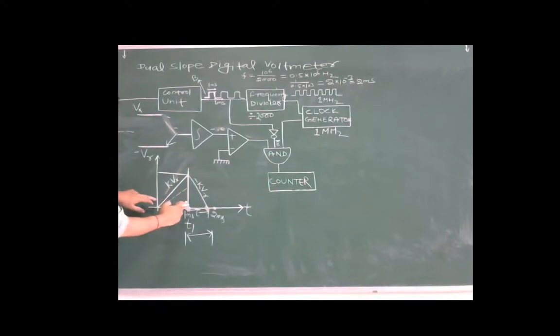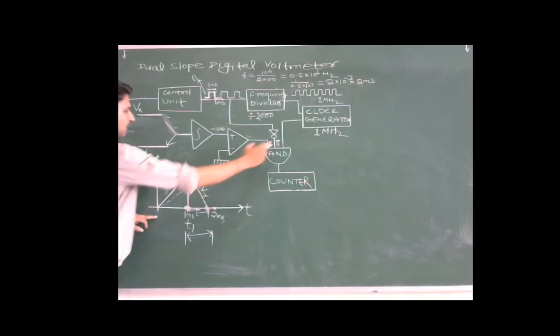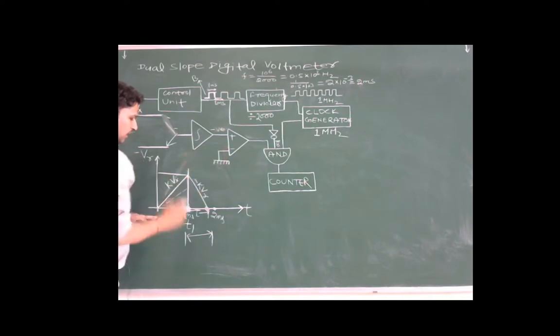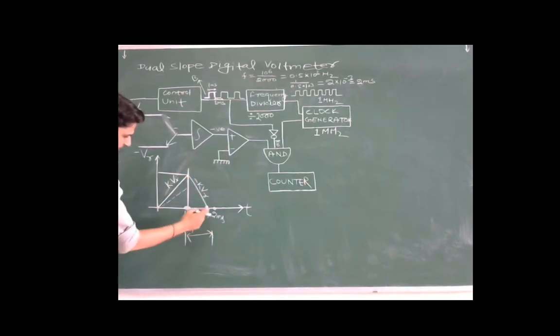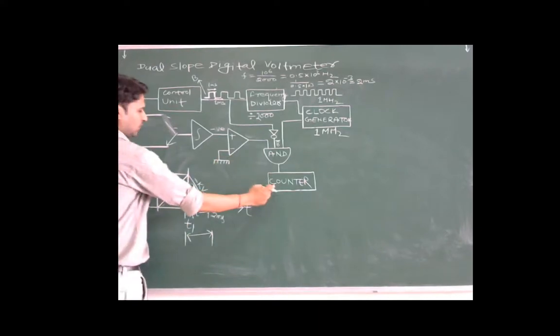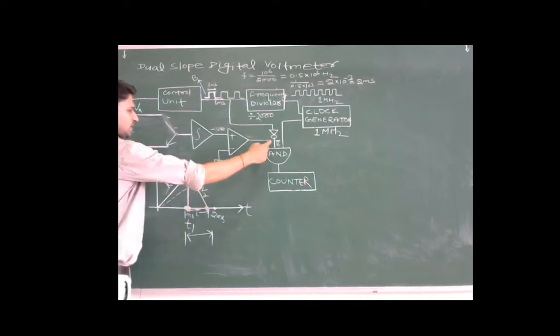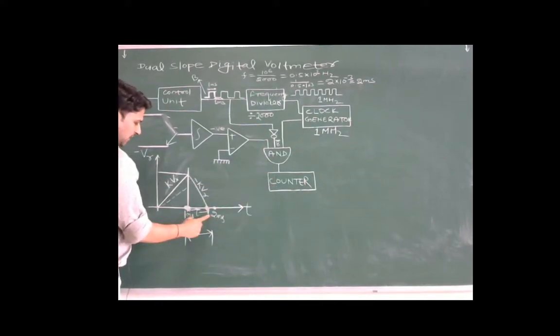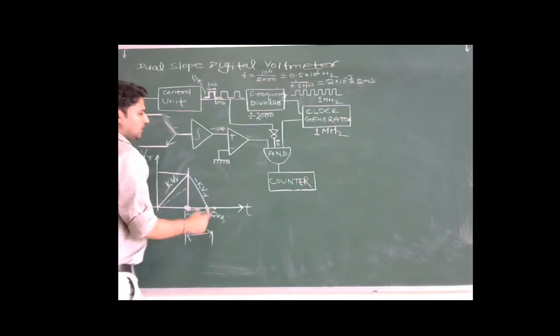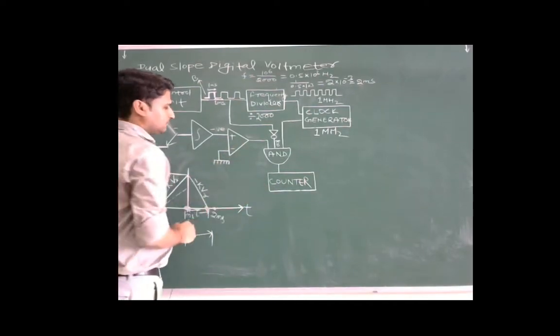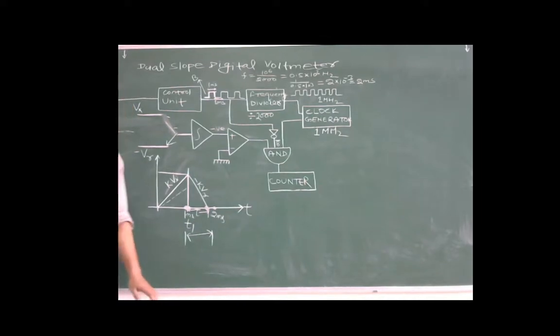In this region, from 0 to T1, this B bar will stop the counter, and after this signal crosses 0, this comparator will stop the counter. It means that from 0 to T1 B bar will stop the counter, and after this time period tau, this comparator will stop the counter. So the counter remains on in this time interval only.